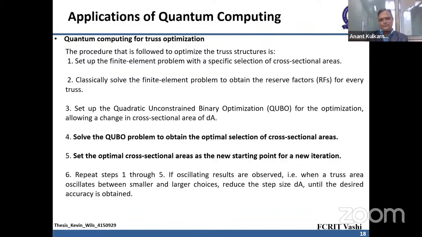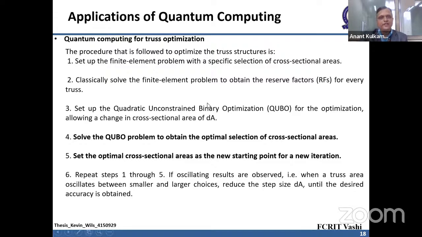This is one of the examples, right? And go on repeating these steps 1 to 5. If oscillating results are observed, when a truss oscillates between smaller and larger choices, reduce the step size, that is, the cross-section area step, until the desired accuracy is obtained. So this is a significant contribution of quantum computing in the case of civil engineering also.